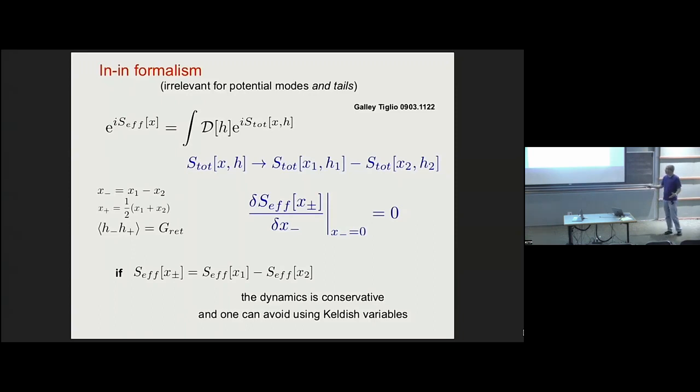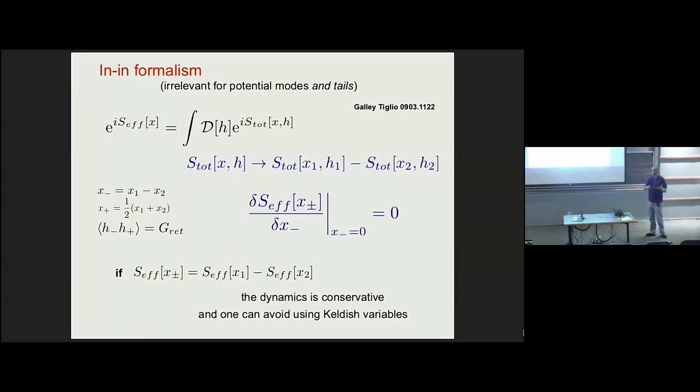This object is not an observable per se, but you use it to derive the equations of motion, the classical equations of motion, and you do it by deriving with respect to x minus and setting x minus to 0. That means identifying in the end of the process x1 and x2. So that is the way to do this when there are radiative modes involved.